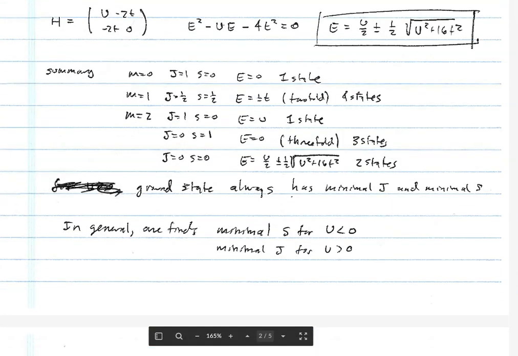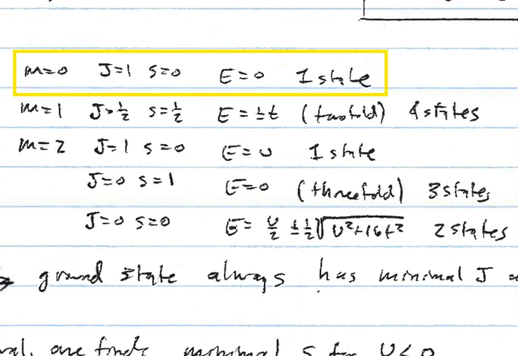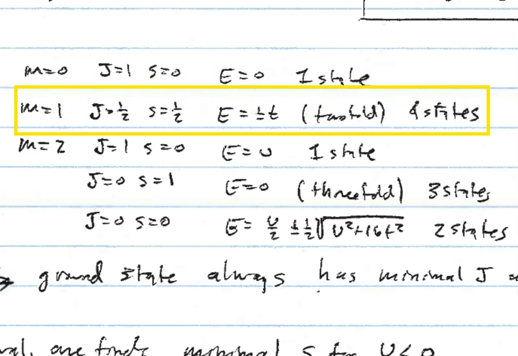We're going to take a look at a summary of that. I'm sorry, we're doing a summary now for all of the states equal to or less than half filling. We have the m equals 0 state, j equals 1, s equals 0. That state had E equals 0, it was one state. We have the m equals 1, j equals 1/2, s equals 1/2, E equals plus or minus t. That was twofold degenerate, and so there are 4 states because there are 2 different energies times twofold degeneracy.